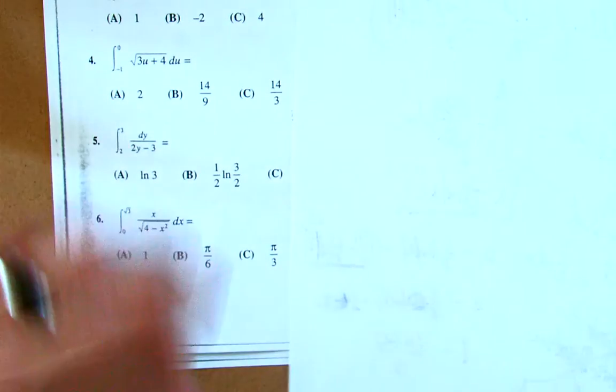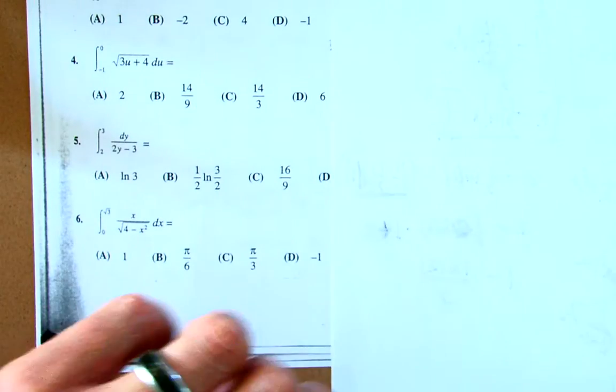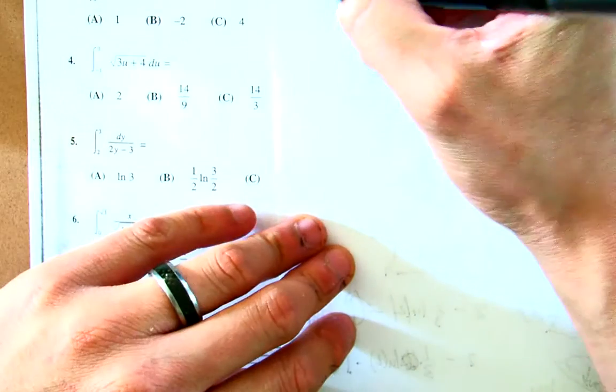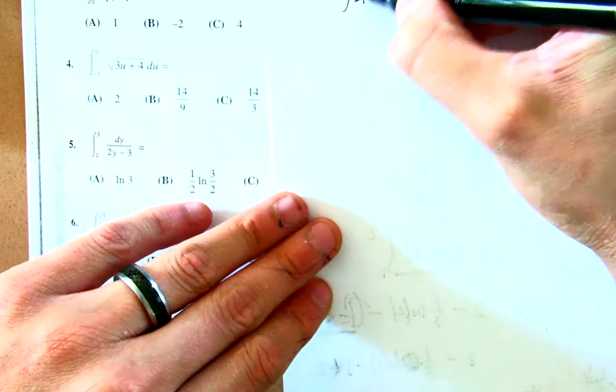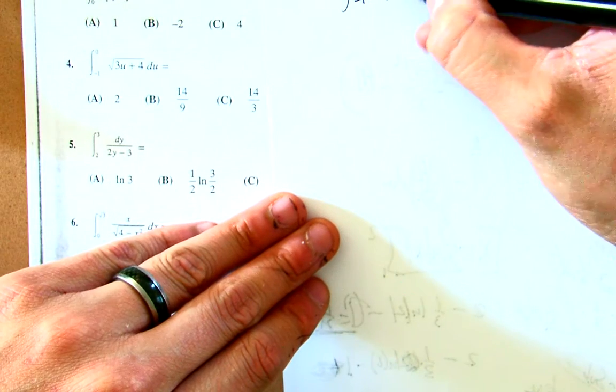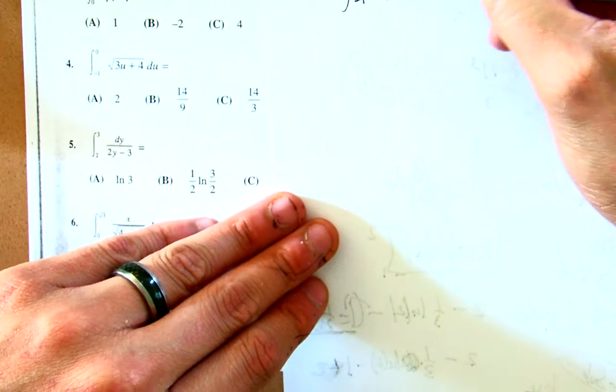Alright, question 4, doing some antiderivatives. So number 4: the antiderivative from -1 to 0 of the square root of the quantity 3u plus 4, du. Whoa, you can't even see.